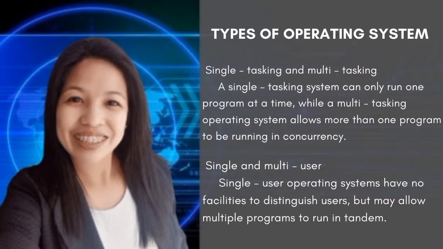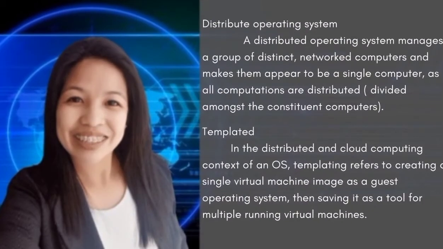A single tasking system can only run one program at a time, while a multitasking operating system allows more than one program to be running concurrently. Single and multi-user. Single-user operating systems have no facilities to distinguish users, but may allow multiple programs to run in tandem. Distributed. A distributed operating system manages a group of distinct networked computers and makes them appear to be a single computer, as all computations are distributed, divided amongst the constituent computers.